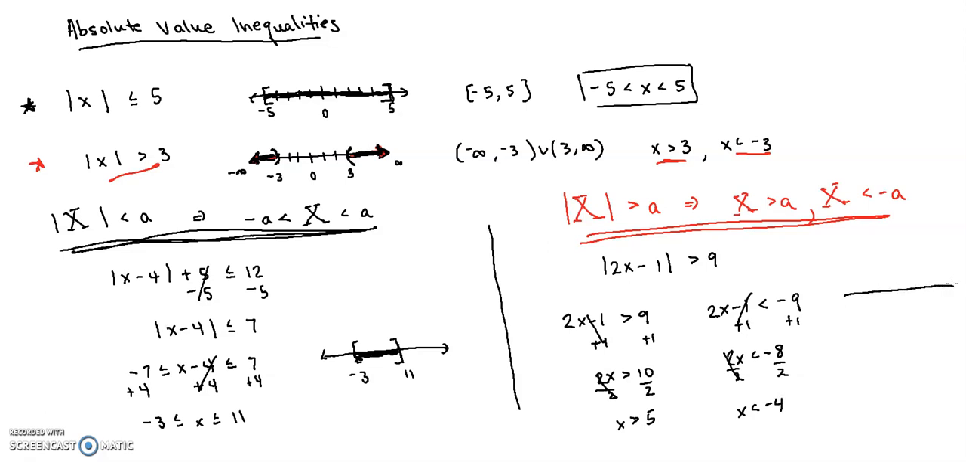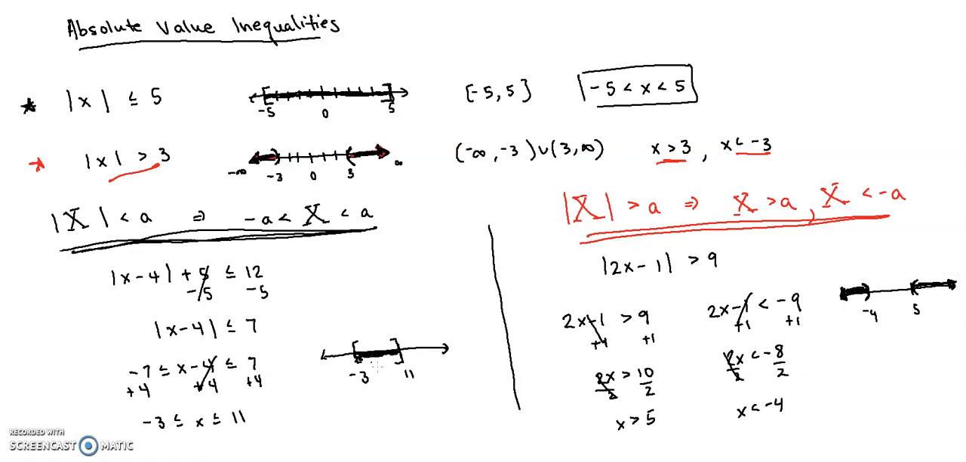Okay, so let's look at this on a number line. Here's -4, here's 5. So we're going to get less than -4, and that's not included, so that's a round bracket. And we're going to get greater than 5. That's not included as well, so that's a round bracket.